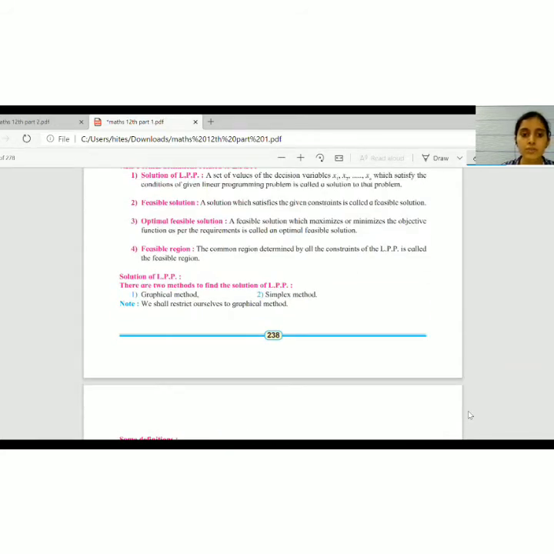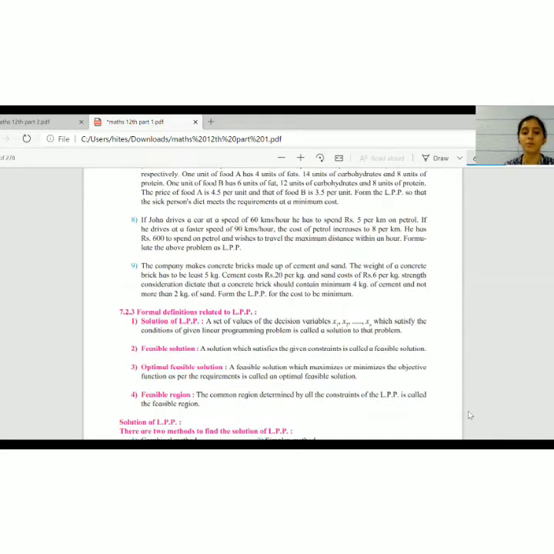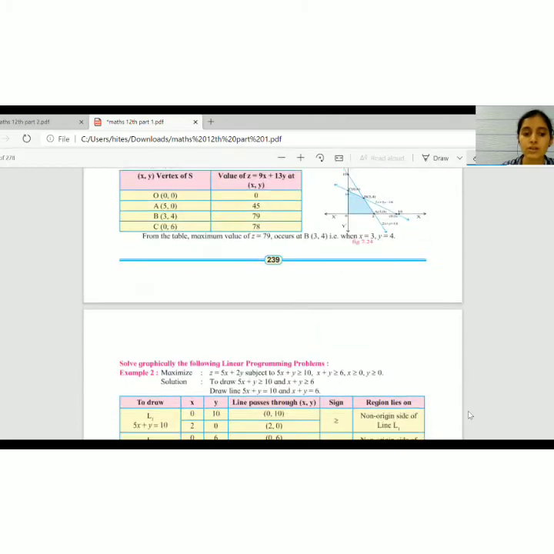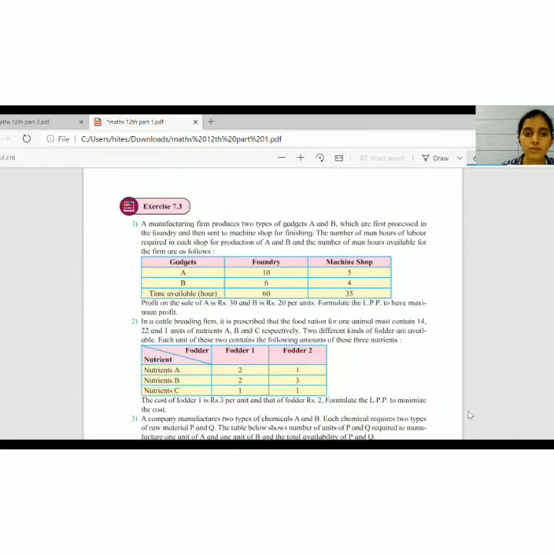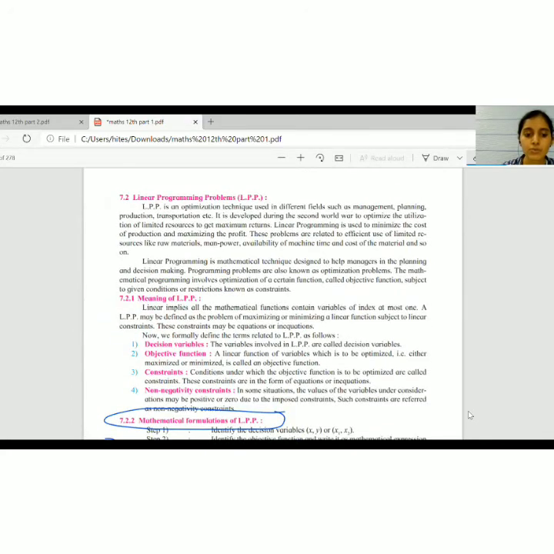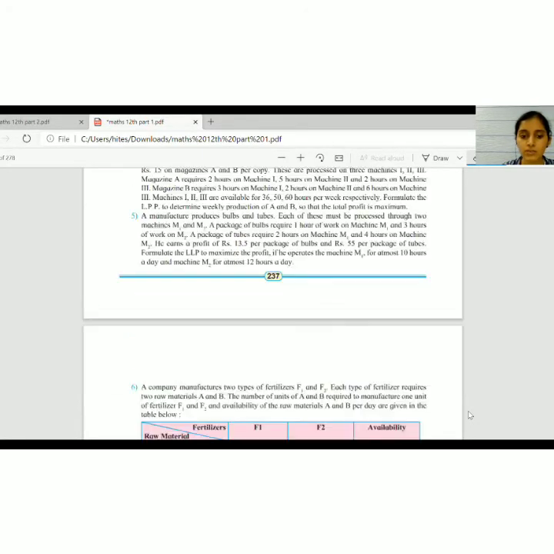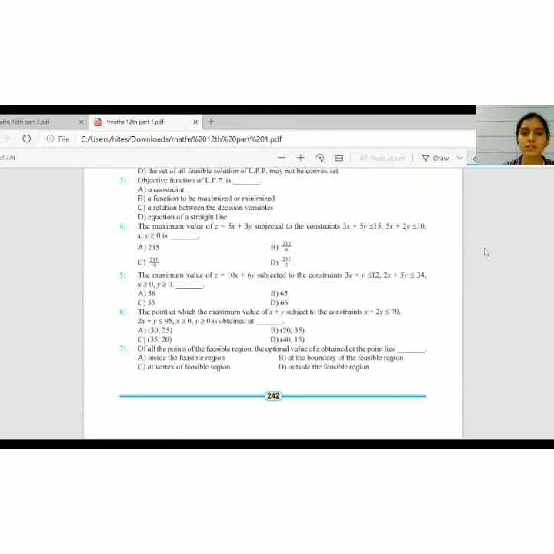Now, solutions of LPP. There are two methods to find the solution of LPP. That is 7-point formal definitions related to LPP. This is 7.2.3, and so we will be including this and whatever is below it into our explanation. Clear? Only sums on 7.2.2, and word problems related to it, will be excluded from your syllabus. Okay, this is about mathematics and statistics part 1. Okay, let's move on to mathematics and statistics part 2.